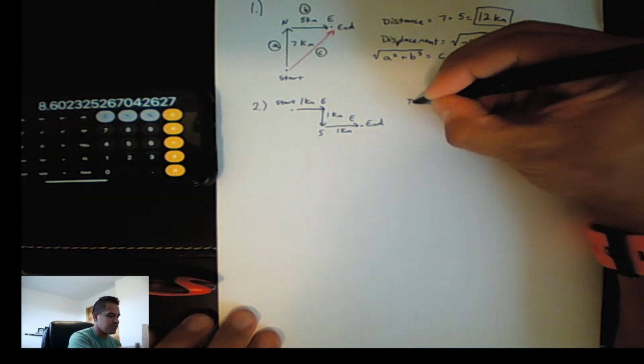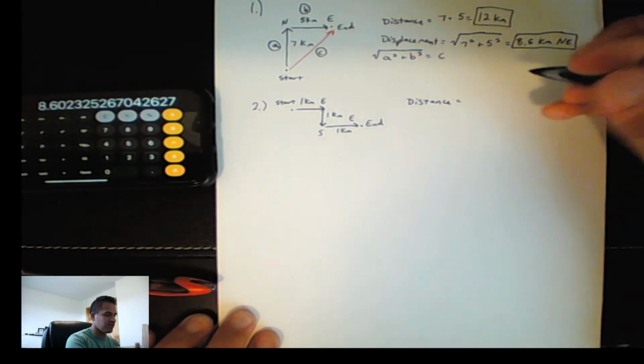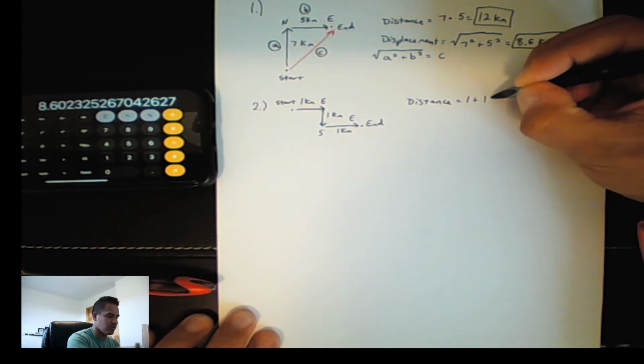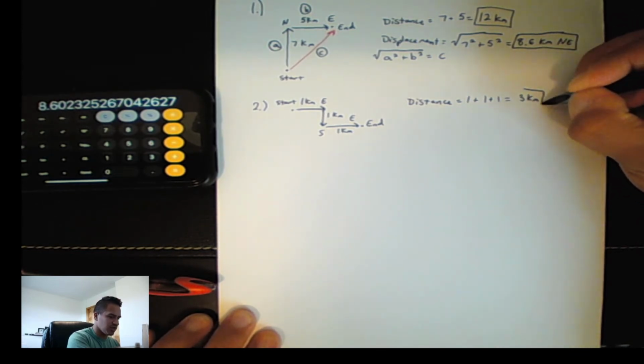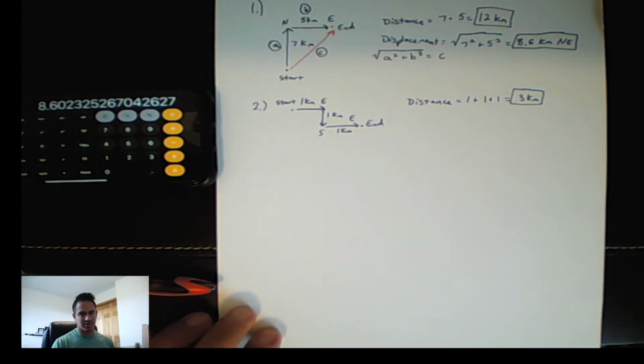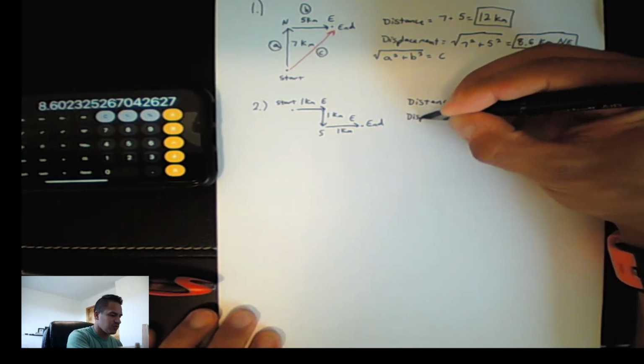So for our distance, again, distance is pretty simple. We're just going to add our vectors. So 1 plus 1 plus 1. We'll get a total distance of 3 kilometers walked. Okay, again, that part's the easy part. Let's talk about the displacement. That's the trickier part.